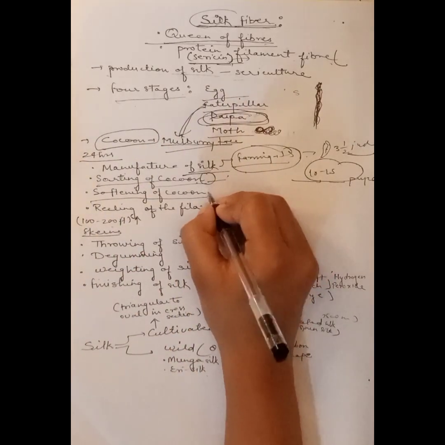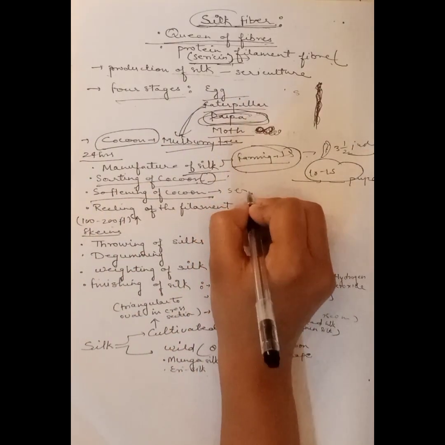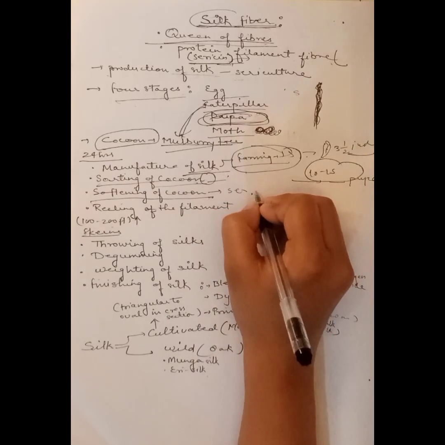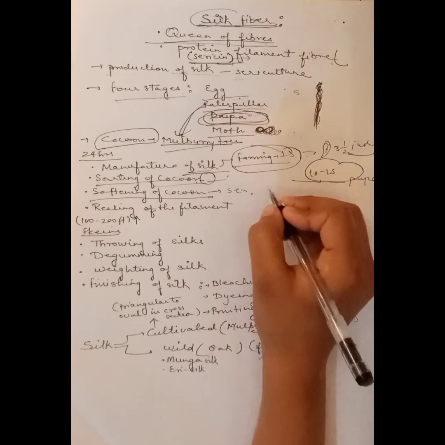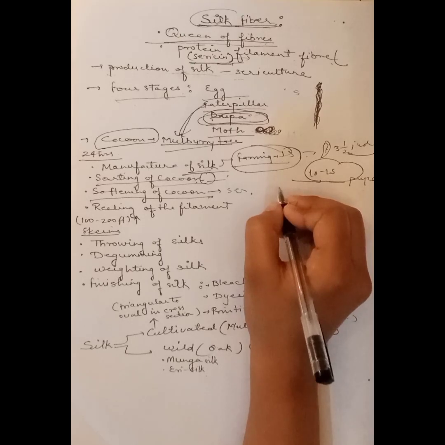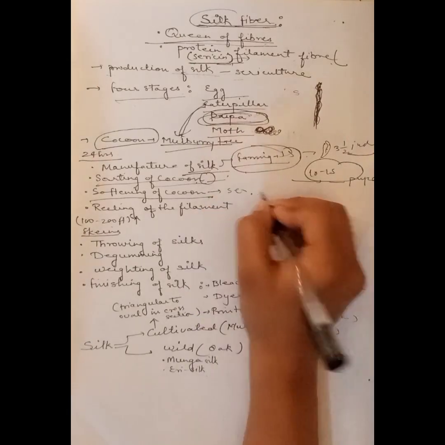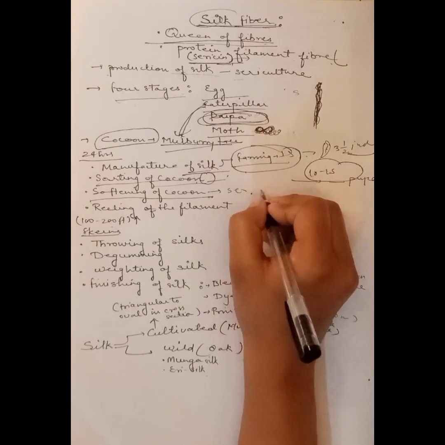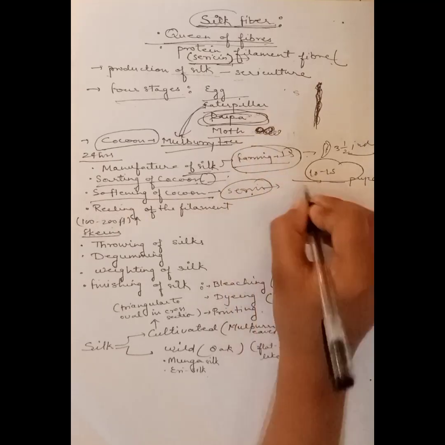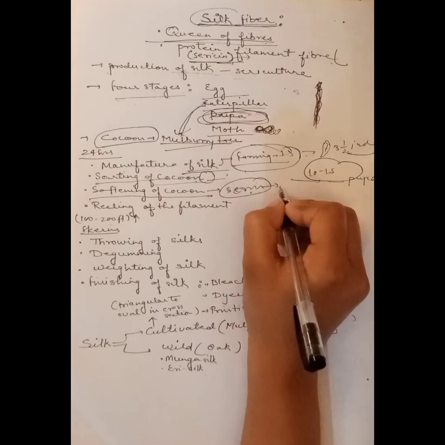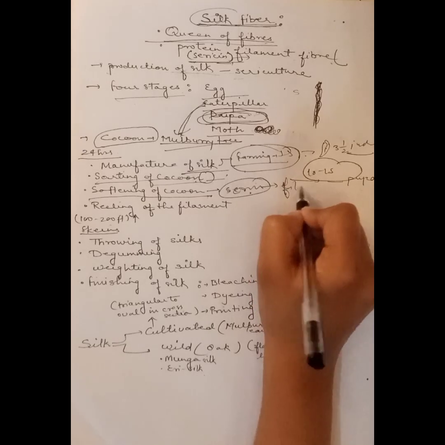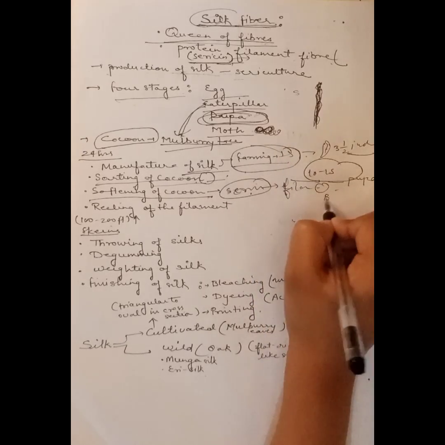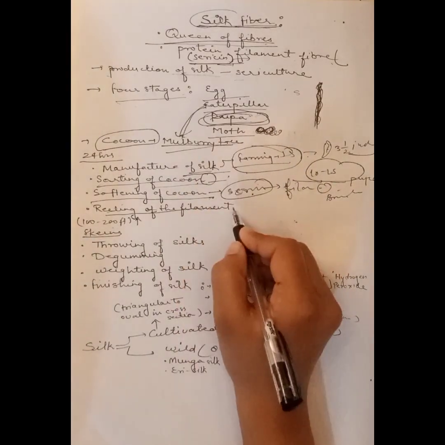After that, softening of cocoon. In softening of cocoon, we mainly soften the sericin present in it. We put the cocoons in hot water and immediately we put them into cold water. And after that, we take out the cocoons and a little amount of the sericin gets removed from the cocoons. And then it gets easy to find the filament of the cocoon with the help of a brush. Okay. Fourth one is reeling of the filament.